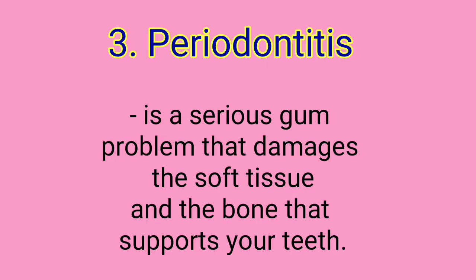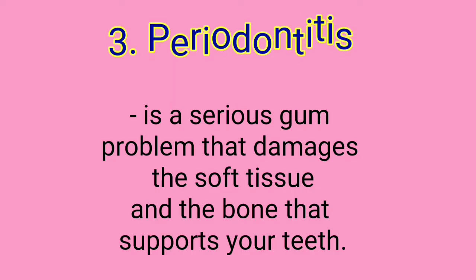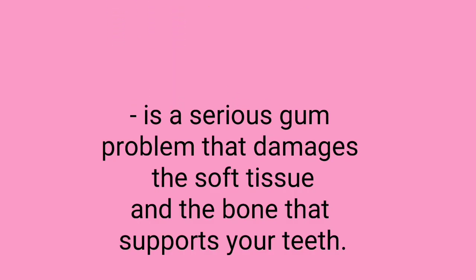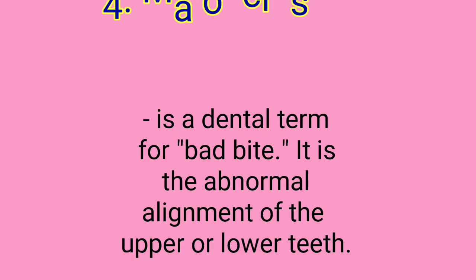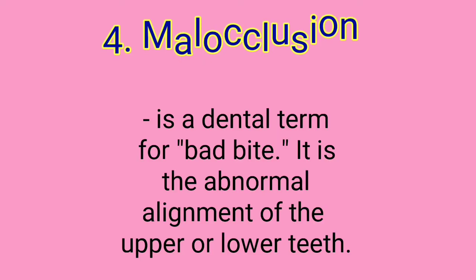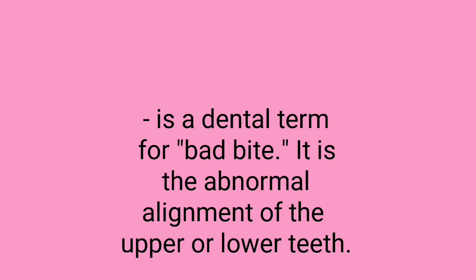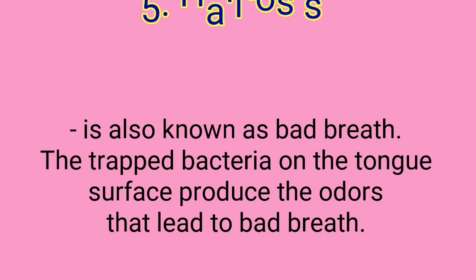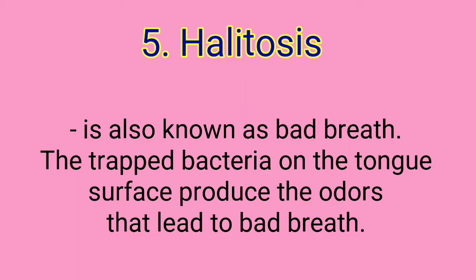Periodontitis is a serious gum problem that damages the soft tissue and the bone that supports your teeth. Malocclusion is a dental term for bad bite. It is the abnormal alignment of the upper or lower teeth. Halitosis is also known as bad breath. The trapped bacteria on the tongue surface produce the odors that lead to bad breath.